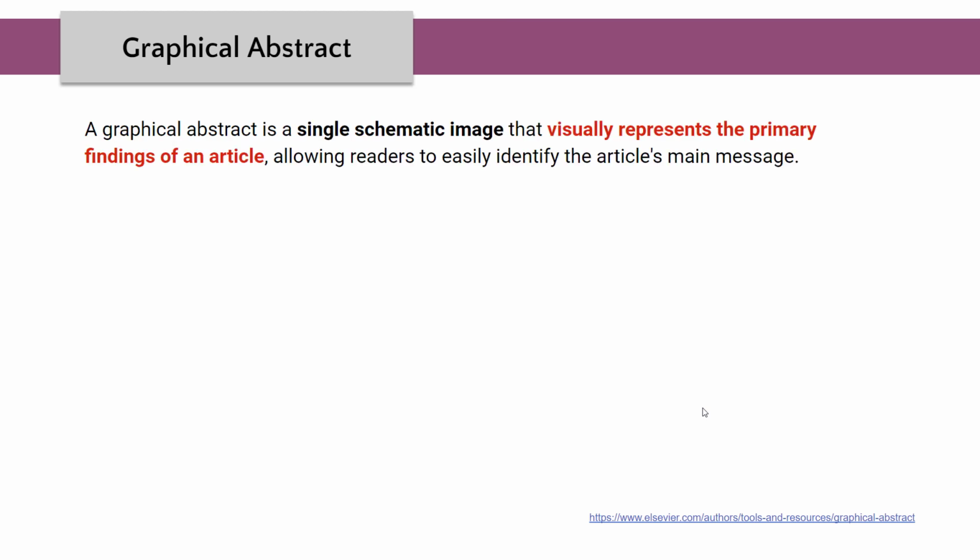The third type of abstract is a graphical abstract. Now, a graphical abstract is a single schematic image. It visually represents the primary findings of an article. So if somebody, instead of wanting to read a few paragraphs, just wants to look at an image, this graphical abstract is what is going to serve that purpose.